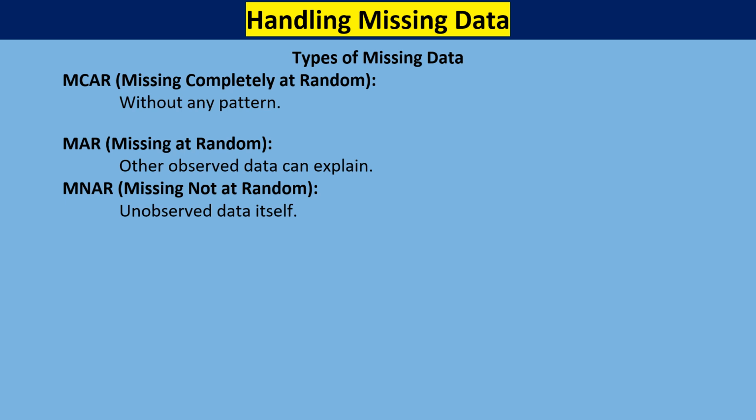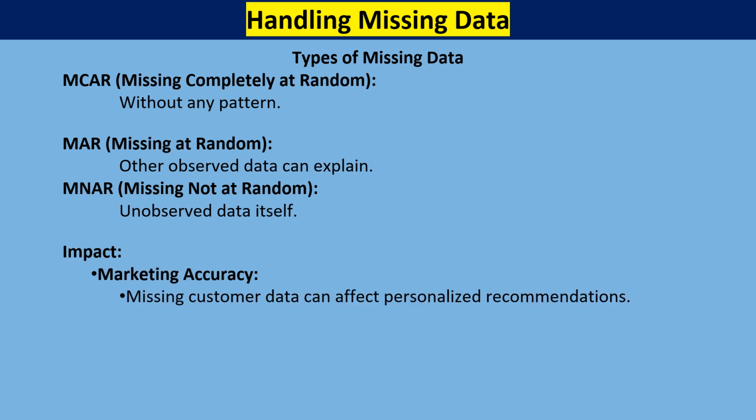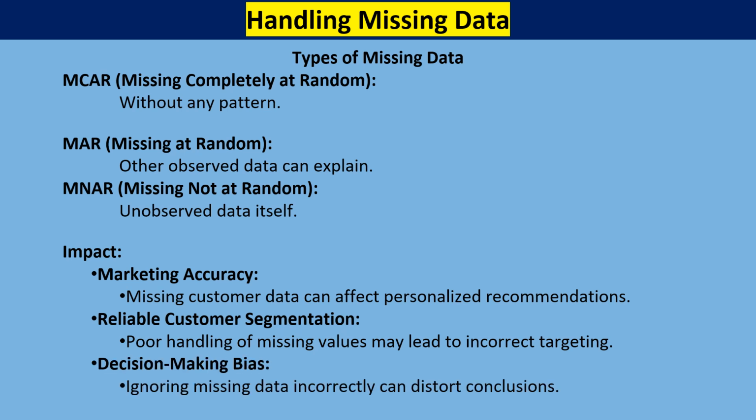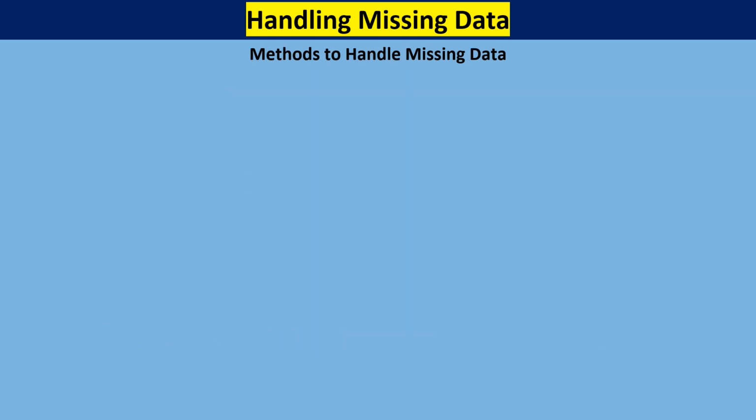MAR and MNAR can introduce bias, especially when important information is missing systematically. Impact on marketing accuracy: missing customer data can affect personalized recommendations and reliable customer segmentation. Poor handling of missing values may lead to incorrect targeting. Decision making bias: ignoring missing data incorrectly can distort conclusions.